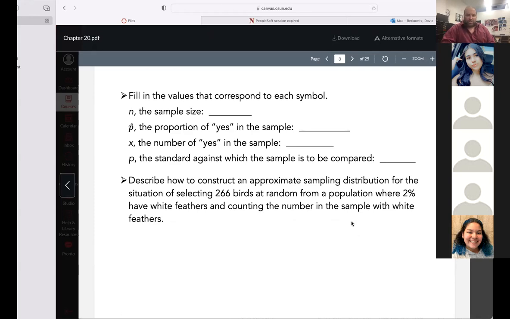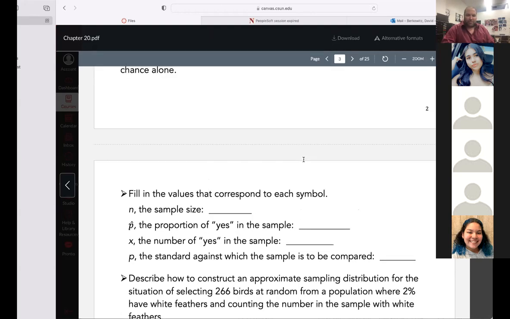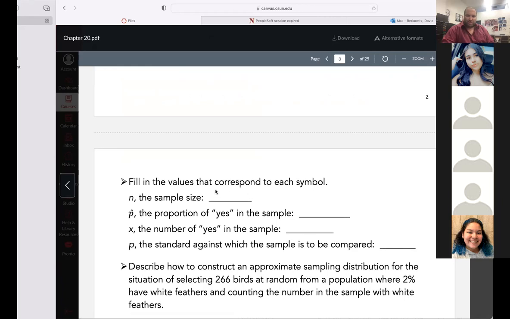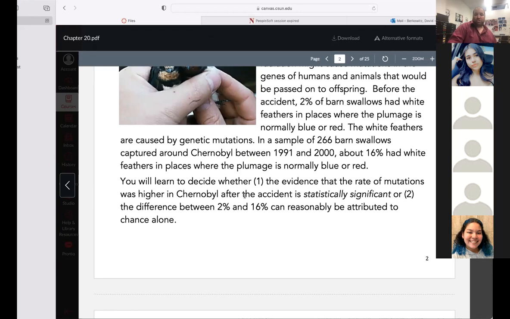Okay, so fill in the values that correspond to each symbol. N is the sample size. In this example, what is the sample size? How many barn swallows am I looking at in my sample? 266. 266. Okay. P hat is the proportion of yeses in the sample, the proportion of the successes, the proportion of whatever it is that I'm looking for in my sample. What proportion of my sample were yeses?